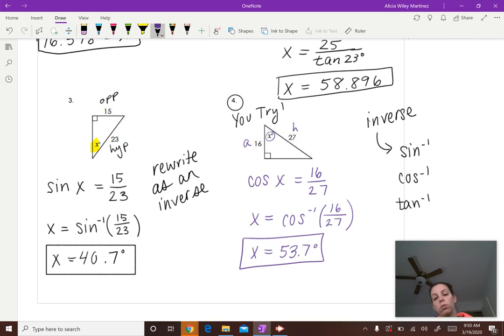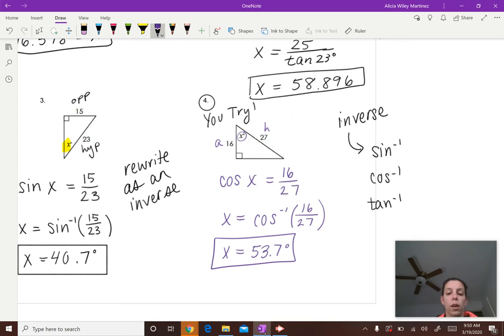Now, if they wanted you to find more information about this triangle, you could. Like on number 4, if I wanted to find this last side, I could use Pythagorean theorem. If I wanted to find this third angle, I could take this angle and subtract it from 180. So this does allow you to move further with the problem.